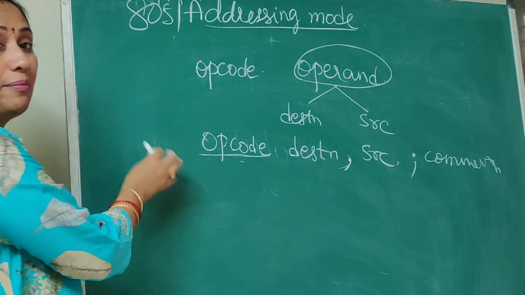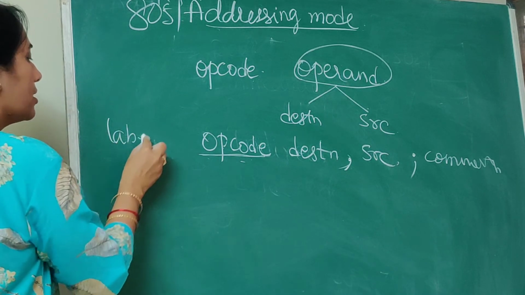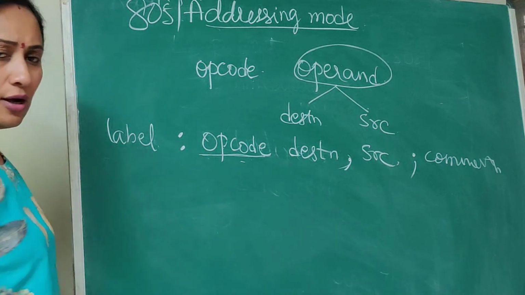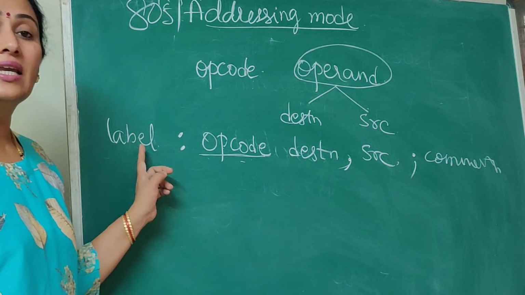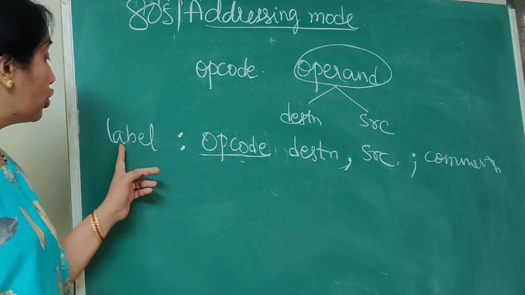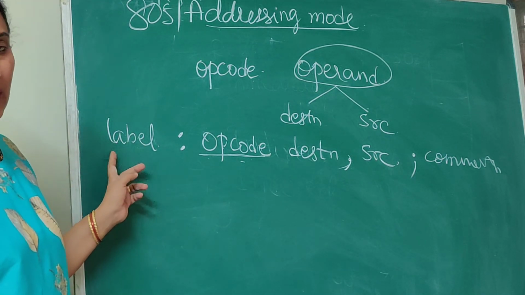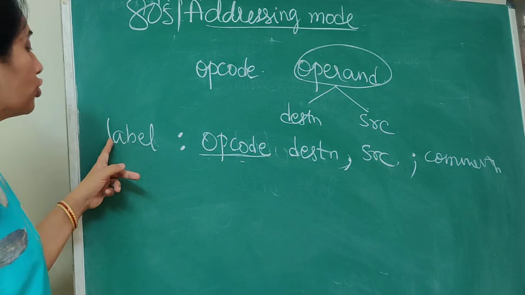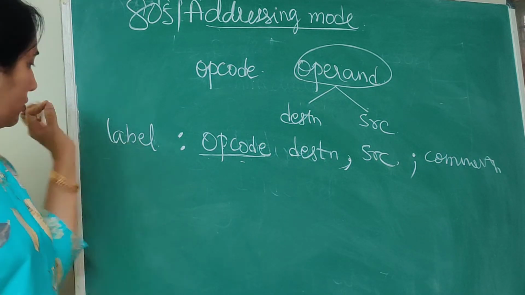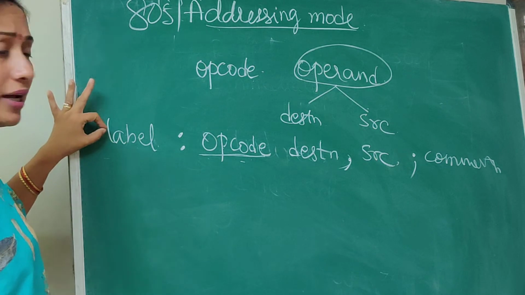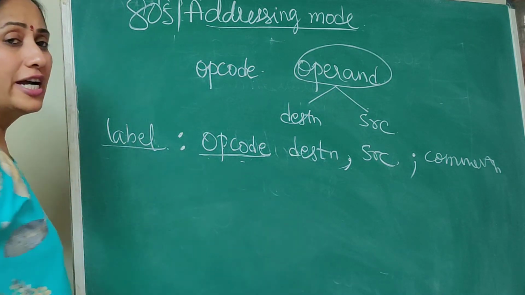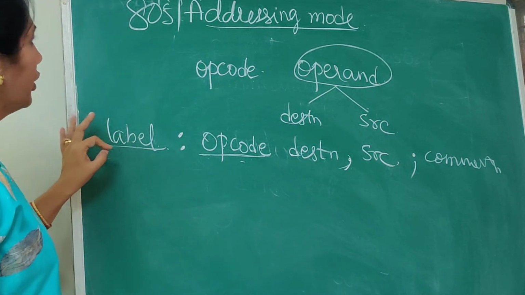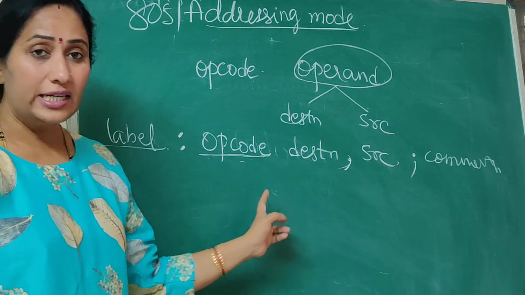Suppose you want to give any label to the instruction, then write the label and separate it from the opcode by a colon. So a label is a name. It is a user defined name. It should not start with a number. It should start with an alphabet. It can be a combination of numbers, alphabets and symbols, but it should not start with a number or a symbol. It should start with an alphabet. And what is the maximum length? It should be 8 characters. Okay, so like this the condition is going to be. So this is going to be the instruction format.